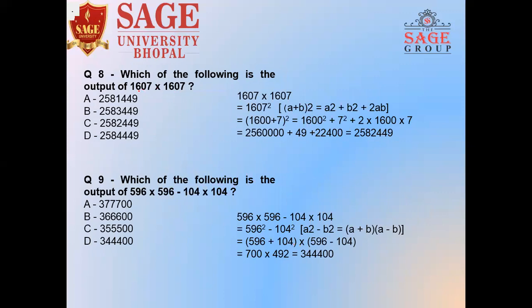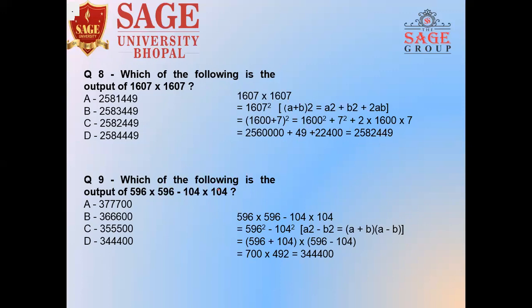Which of the following is the output of 1607 into 1607? So again, break these terms into 1600 plus 7 whole square, which is (a plus b) whole square, meaning 1600 square plus 7 square plus 2 into 1600 into 7. So the expression is 2582449.